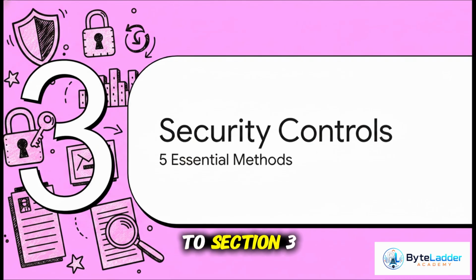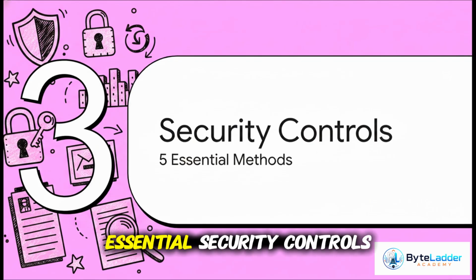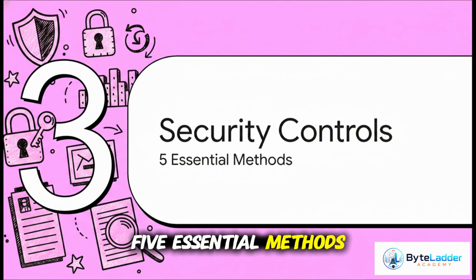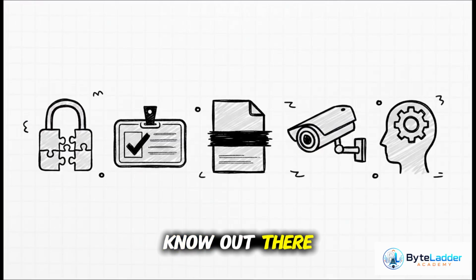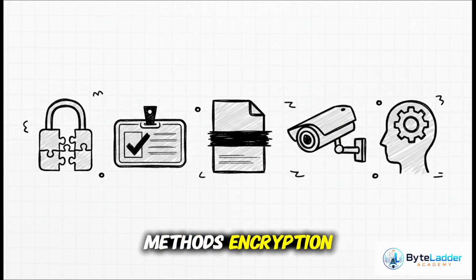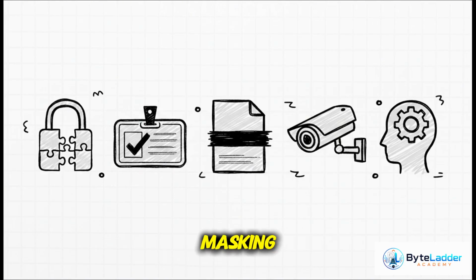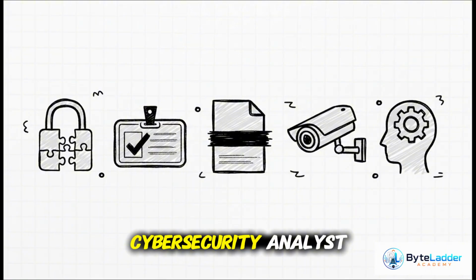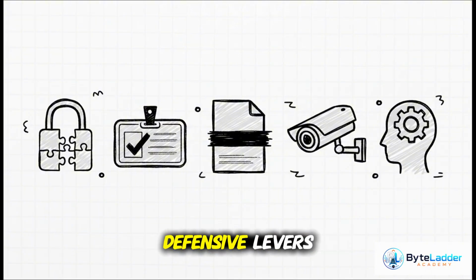Which brings us to Section 3, 5 essential security controls. These are the 5 essential methods you need to know. Out there in the real world, we enforce confidentiality using 5 primary methods: encryption, access controls, data masking, physical security, and employee training. As a junior cybersecurity analyst, these are your absolute go-to defensive levers. These are essential skills to master. So let's move through them one by one.